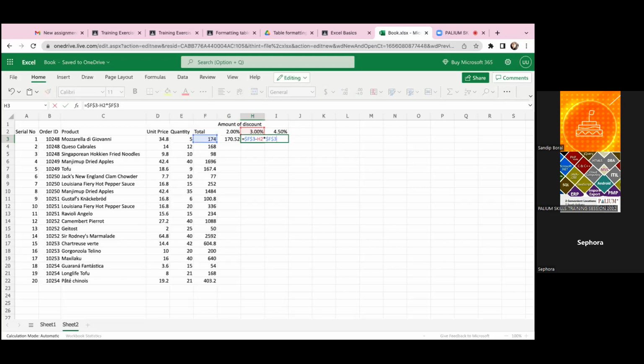Yes. The blue color font means it is referring to that 174 cell, and red color means it is referring to that 3% cell. Clear? Enter. Now look at the 4.5%, 166.17. Again, this is correct. So the way we have currently done the formula, this is correct. Do you agree with it?